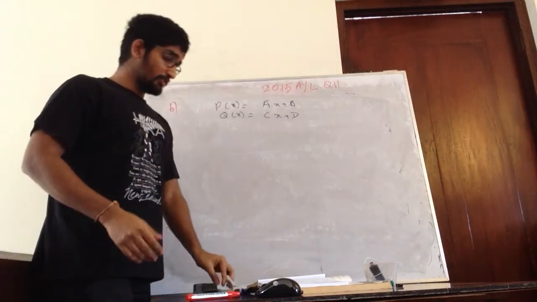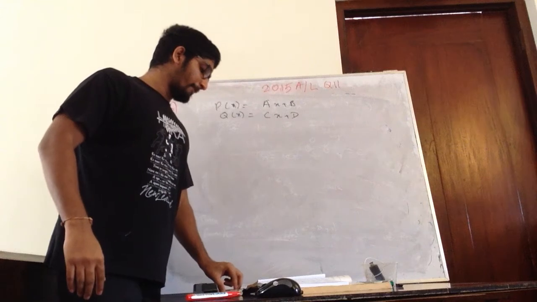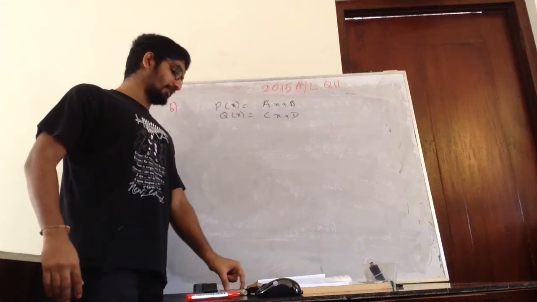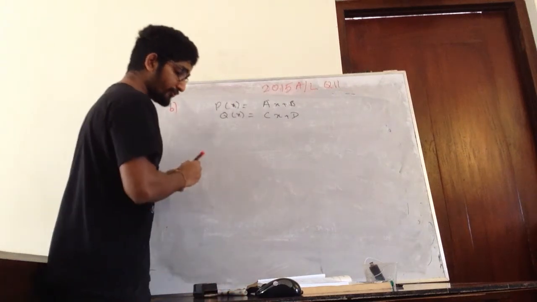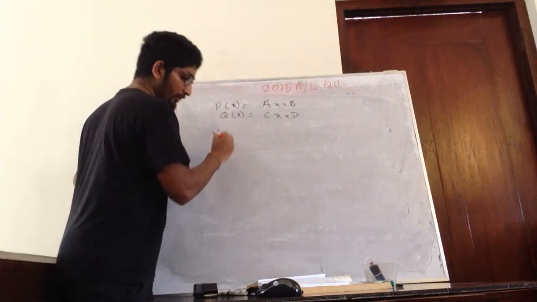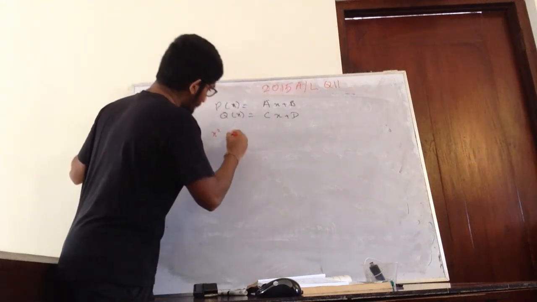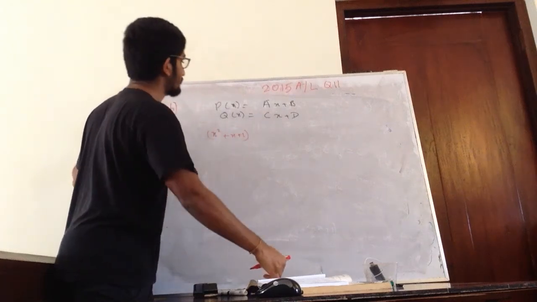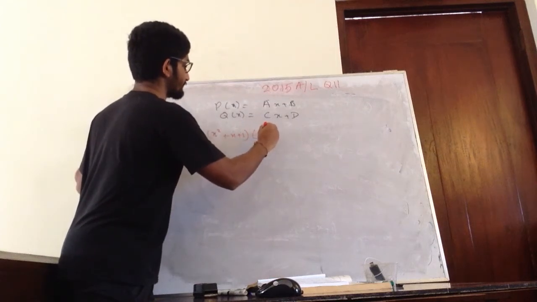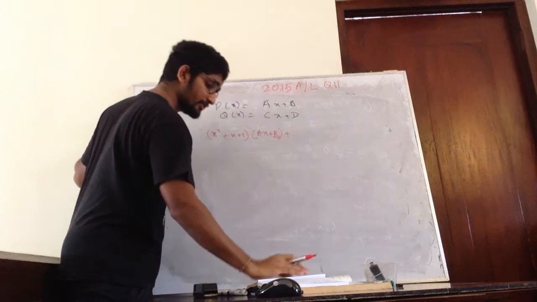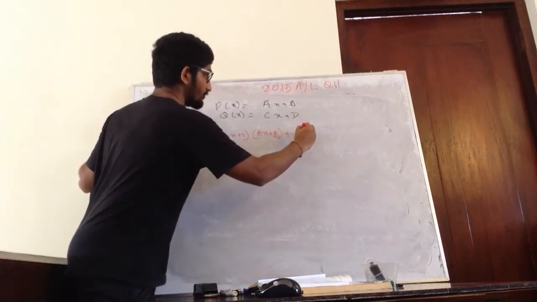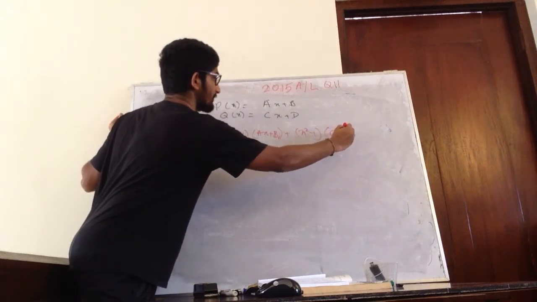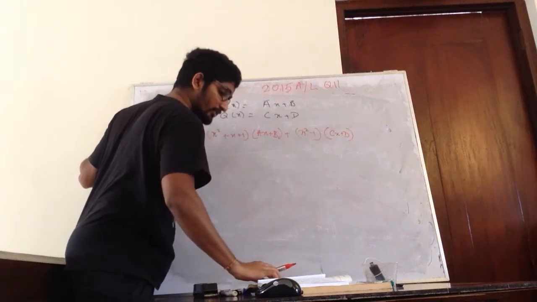Now they are saying find the two linear expressions P(x) and Q(x) satisfying the equation (x squared plus x plus 1) P(x), so P(x) is this one, plus (x squared minus 1) Q(x), so Cx plus D, is going to be equal to 3x.